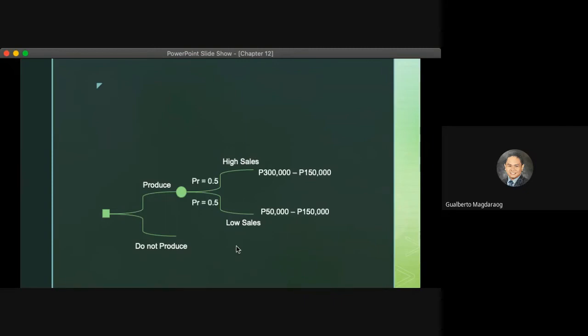Okay, so let's compute for the expected value. Kasi pag circle, we have to compute for expected value. And that is 150 times 50% and negative 100,000 times 50%, we have 25,000. So the option to produce has an expected value of 25,000. Well, the do not produce option has a zero expected value. Okay, of course, if we will not do anything, wala tayong kikitain.